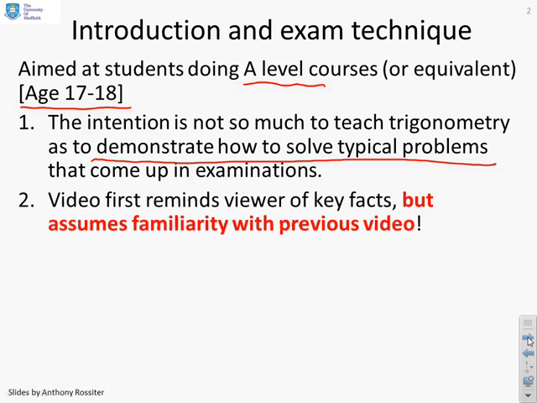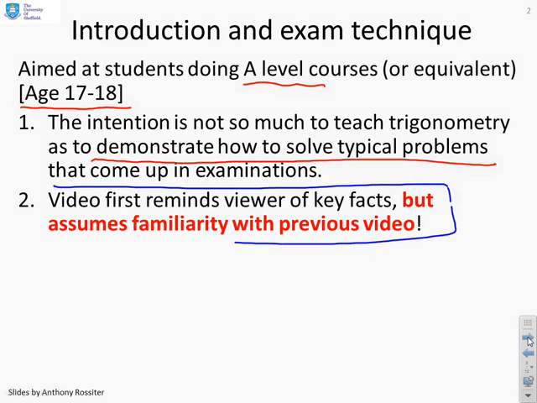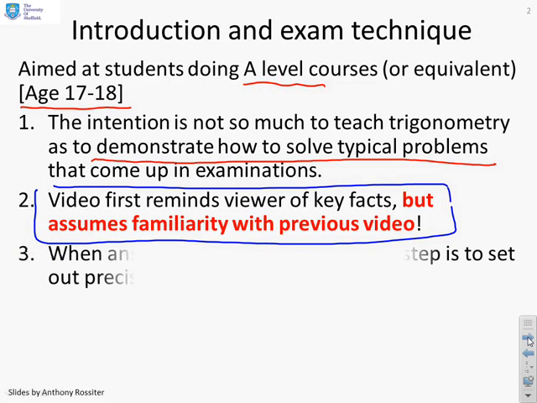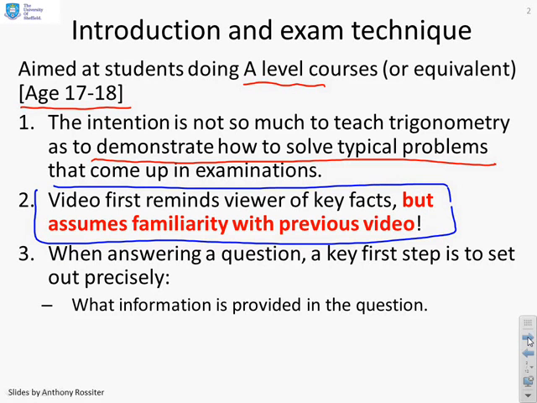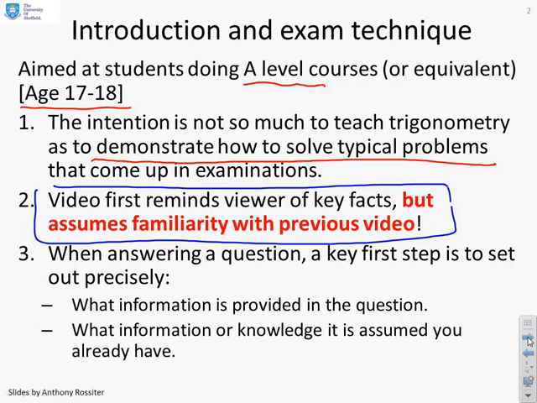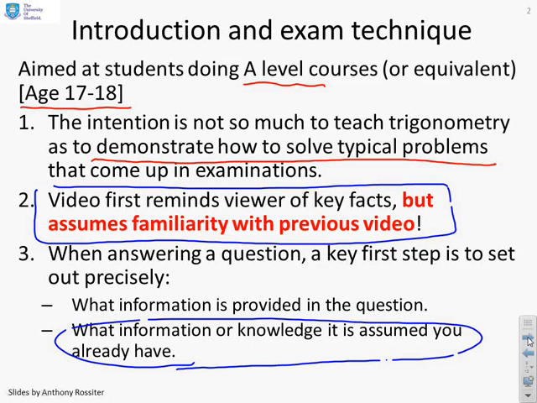come up in examinations. However, in order to solve problems, it's important that we first say what are the key things that you should know. So the first part of the video is going to briefly go through how the trigonometrical functions are defined. Now, when answering a question, what you need to do is, of course, first look at the information provided in the question, but secondly, equally important, you need to say what information or knowledge it's assumed you already have.